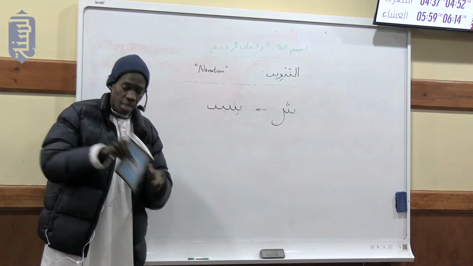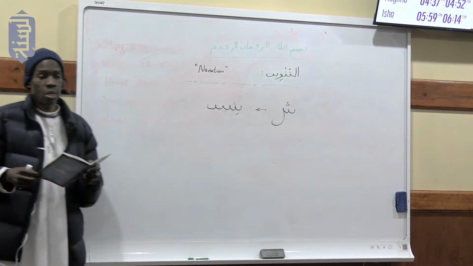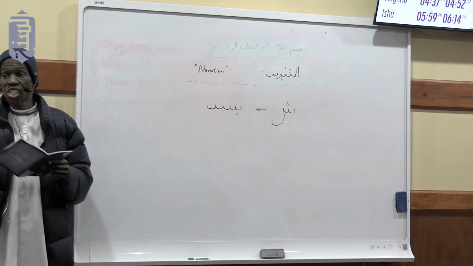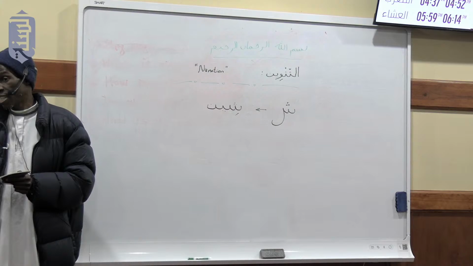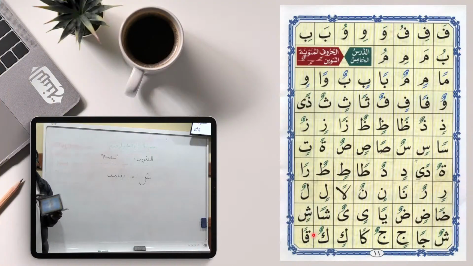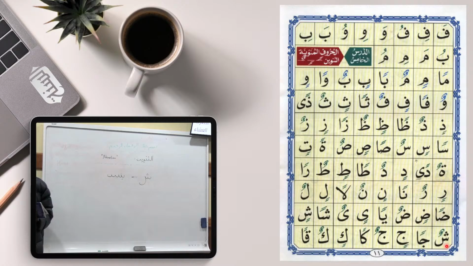Therefore, in this exercise, when you do the tanwin on the shin, you would spell it as follows: sheen fathatan shan. Sheen kasratan shin. Sheen dhammatan shun. Shan, shin, shun.